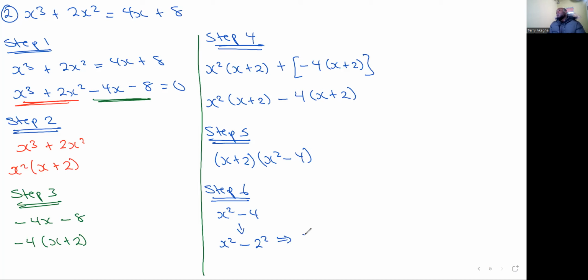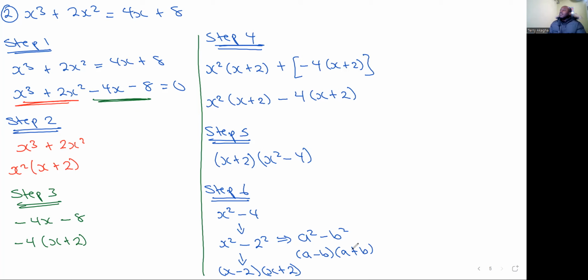So the difference of 2 squares, I told you a squared minus b squared is written as a minus b, a plus b. So that means we can now write this as what? x minus 2, x plus 2. Are you seeing it? So that's the difference of 2 squares.